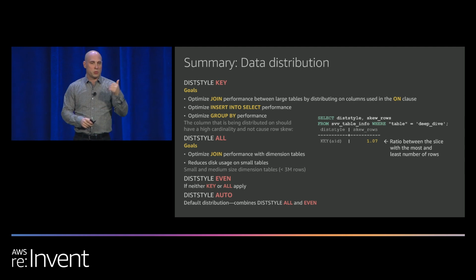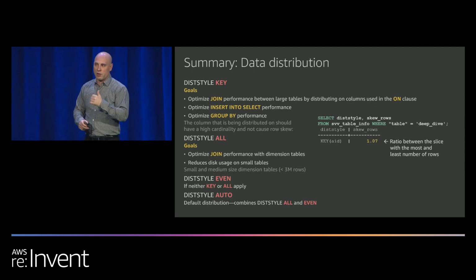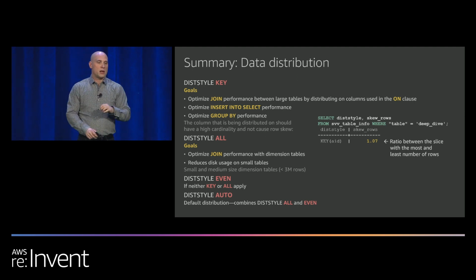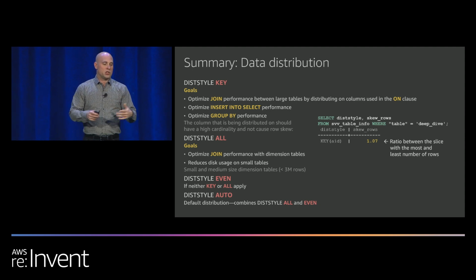So if you have these small tables, which we usually define as being 3 million rows or less, it makes sense for them to be DISTSTYLE ALL. Even, like I said, just evenly spreads the data across the cluster. And AUTO, which is the default in Redshift, is just a combination of even and all.